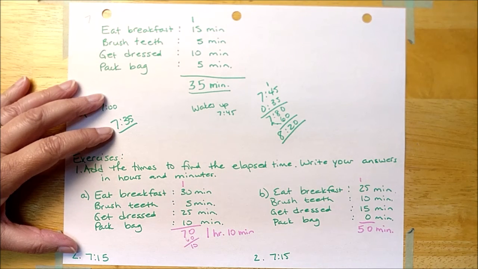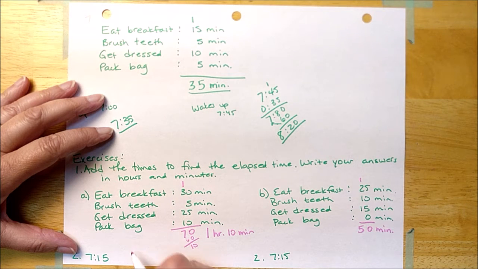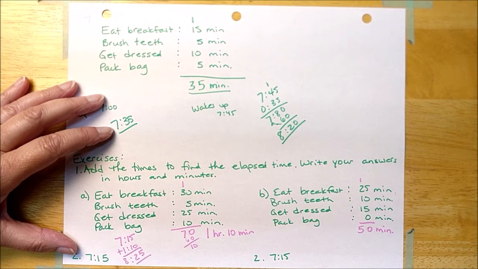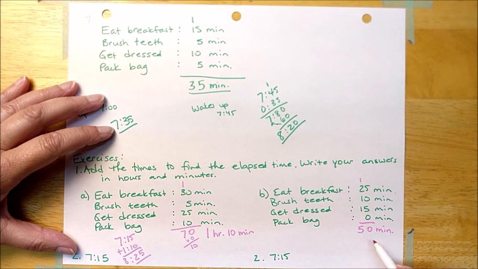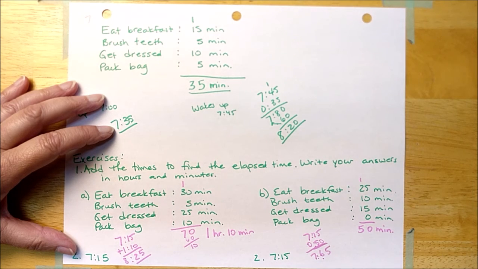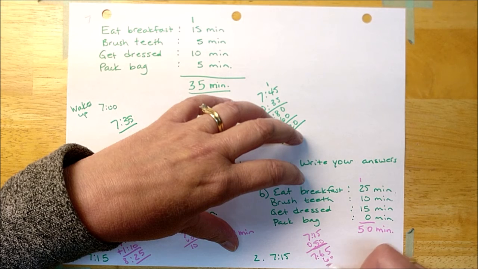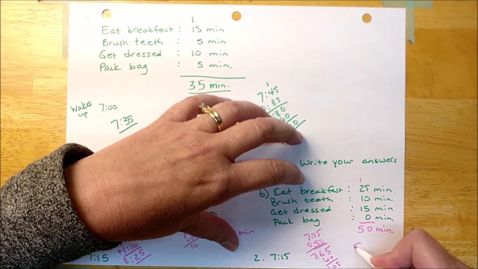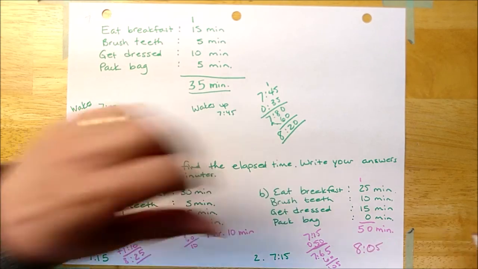So if this child leaves the house at 7:15 and they woke up at 7:15, what time are they going to be leaving the house? So 7:15 plus 1:10 is 5, 2. They are going to be ready to go at 8:25. This child is getting up at 7:15. It takes them 50 minutes to get ready. I'm going to add those. 5, 6, 7. Oh boy, I got too many minutes again, so I'm going to take away my hour. And I'm going to add the hour, so they were ready to go at 8:05.